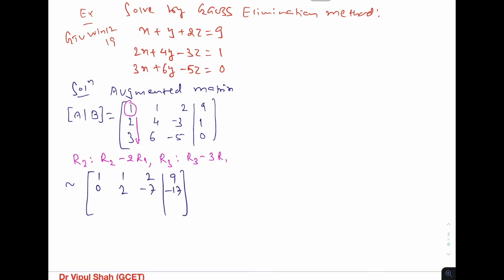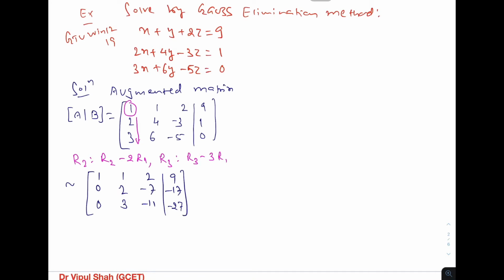Then now multiply by minus 3 here and add here. So minus 3 plus 3, 0. Again minus 3 plus 6, so 3. Then minus 6 minus 5, minus 11. And minus 27 plus 0, so that is minus 27.